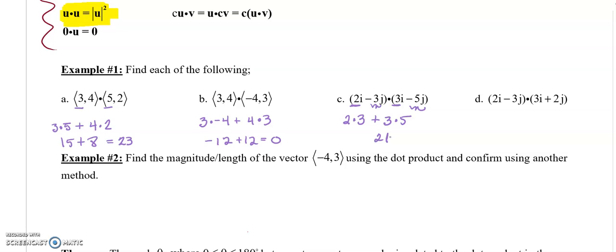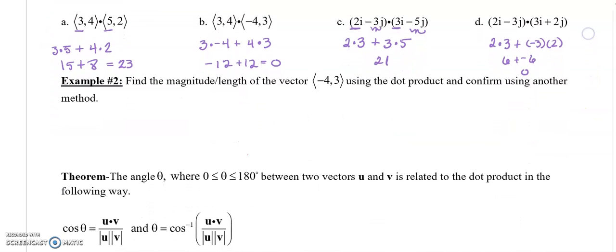Okay, I'm going to recommend you pause the video at this time and try D on your own. Okay, I assume you have taken the time to work out D on your own, and you will see that you have a product that equals 0. We are now going to go ahead and look at example 2.